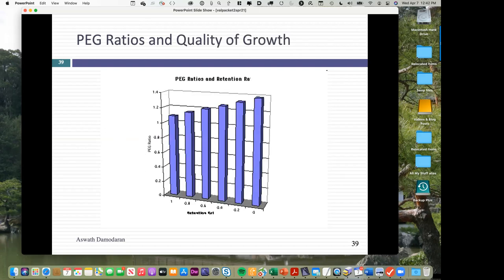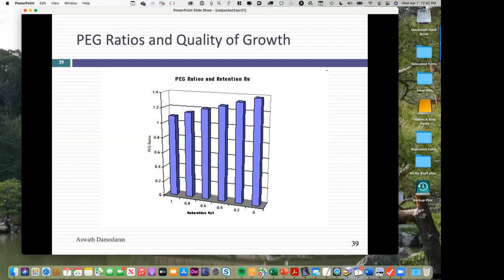If I hold everything else constant and I have to retain more of my earnings to deliver the same growth rate, think of what I'm doing here. I'm retaining more of my earnings. I'm delivering the growth less efficiently. My PEG ratio is going to get much lower. So at this point, I have a pretty consistent set of suggestions I can make. If you have a riskier company, you should have a lower PEG ratio. If you have a company with a higher return on equity, you should have a higher PEG ratio.